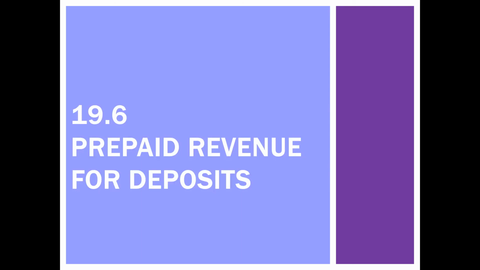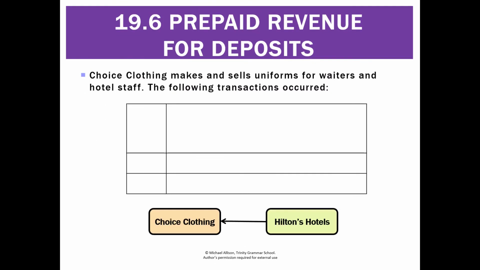Sometimes we might have prepaid revenue that's actually just a part payment, which we call a deposit. So, for example, Choice Clothing makes and sells uniforms for waiters and hotel staff. The following transactions have occurred with a client called Hilton's Hotels.